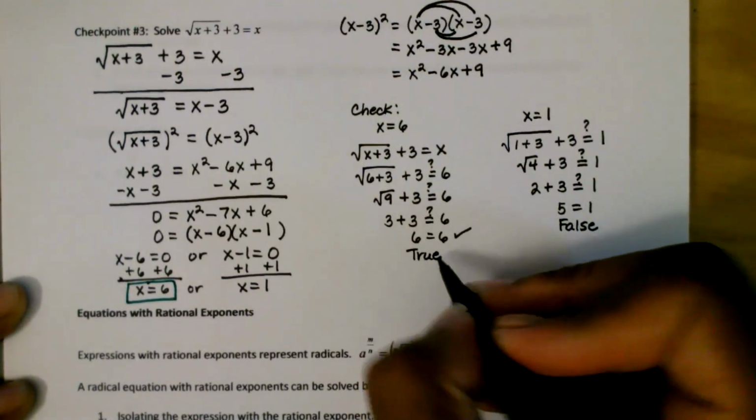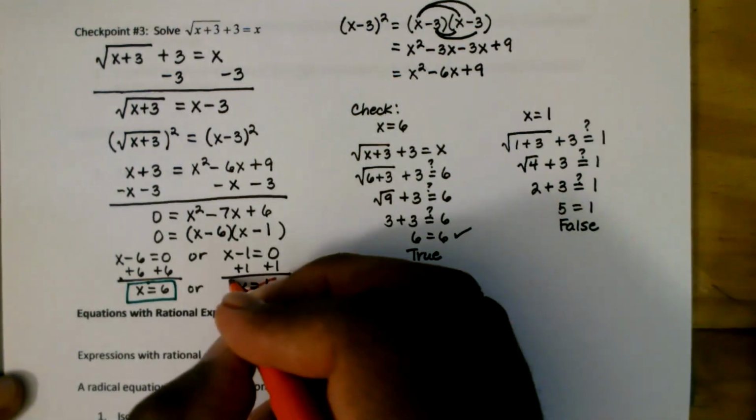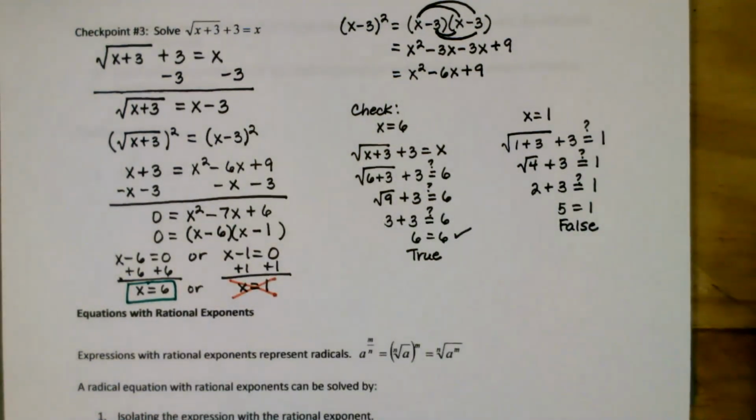And I might as well say that this is true here. Well, since at x equals 1 we get a false statement, that means x equals 1 is your extraneous solution. So the only solution for that radical equation will be x is equal to 6.